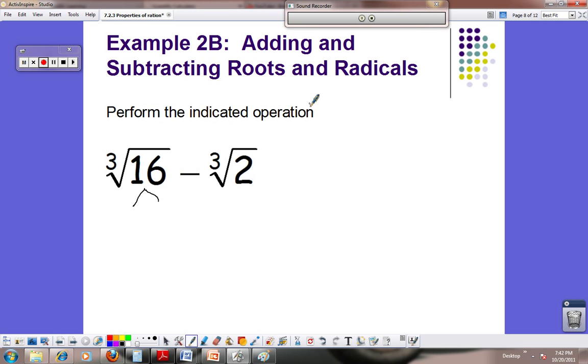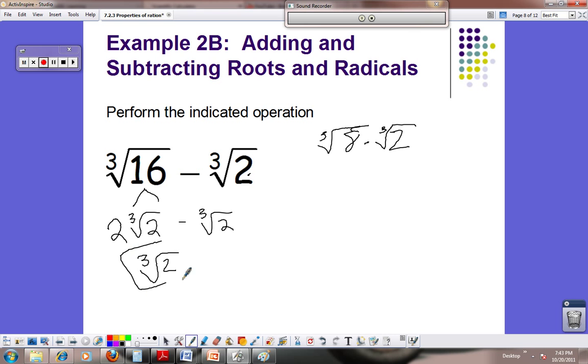If you look at that list, you're going to find out that this is going to be the cube root of 8 times the cube root of 2. And the cube root of 8 is 2, so we're going to bust this one up into 2 cube root of 2 minus cube root of 2. Now that I have the same index and the same number under the radical, I can subtract those. Remember, this would be an invisible 1, so my final answer would just be the cube root of 2.